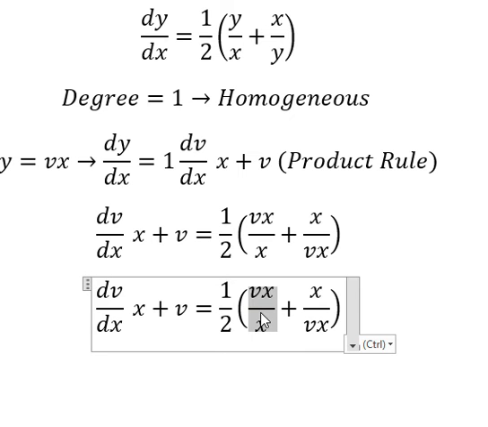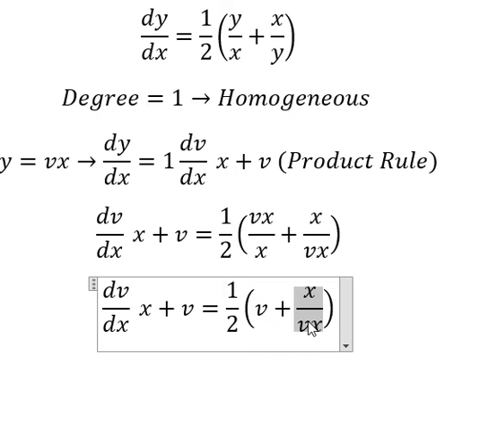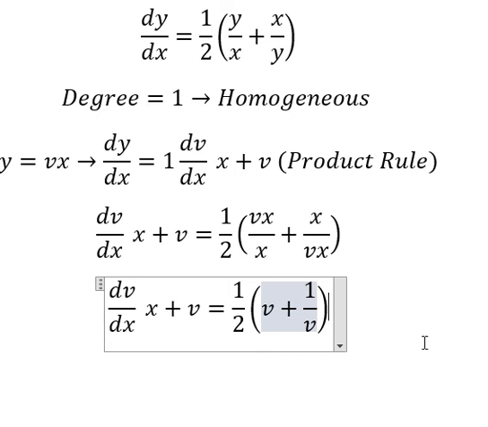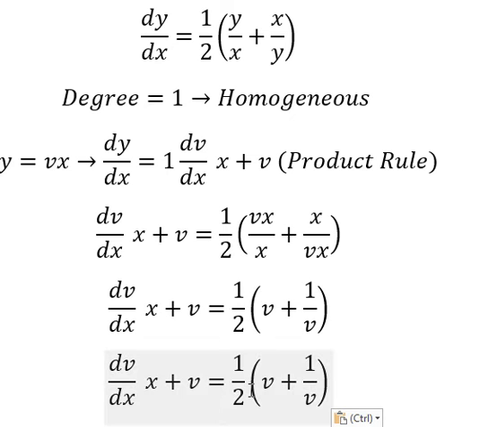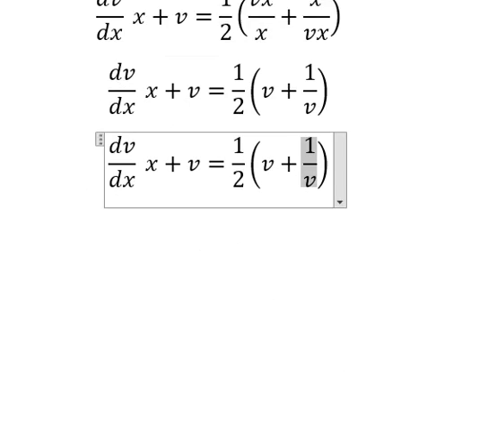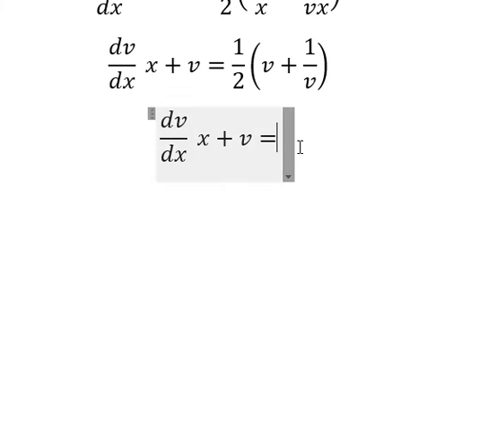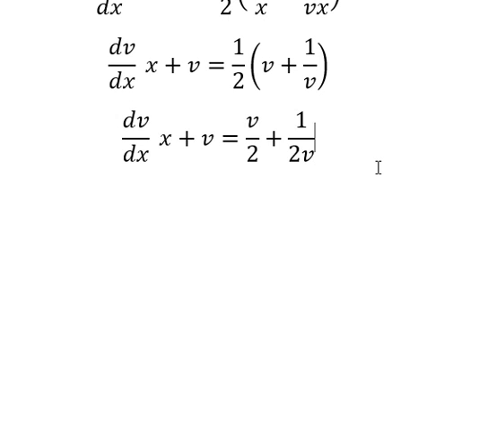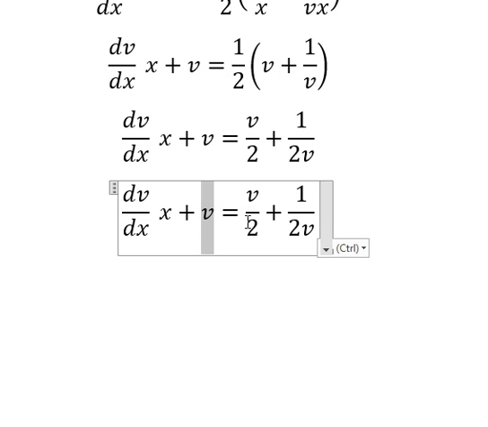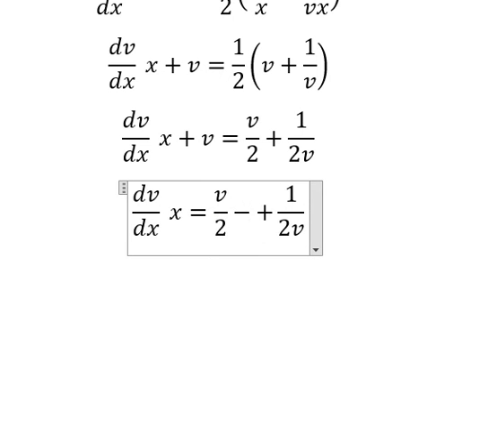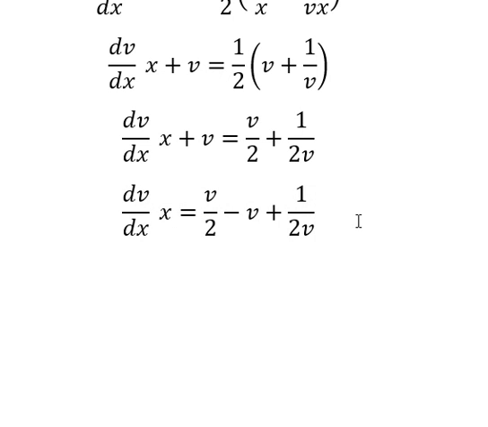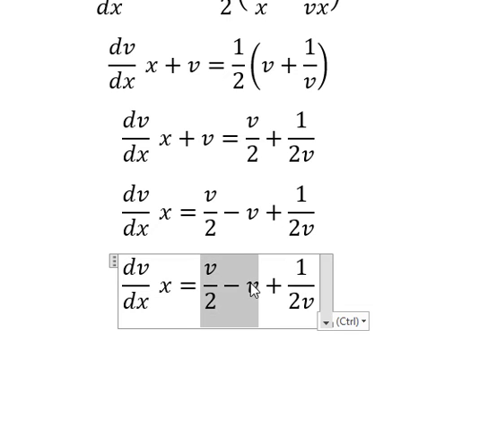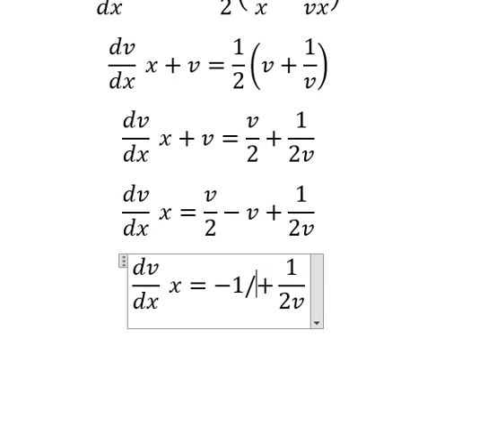Now we simplify. This one we have v. This one we have 1 over v. And now 1 over 2 multiplied by v and 1 over v. Next, v I will put on the right. We have negative v. So this one, we have negative 1 over 2. That's about 1 over 2 with v in here.